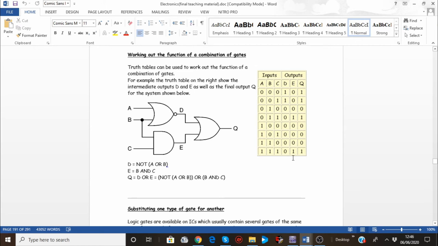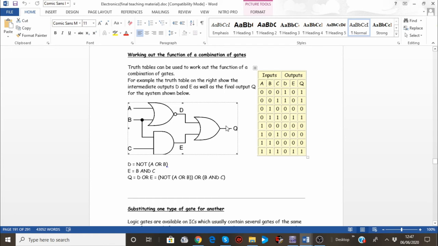E is an AND gate between B and C. So for writing column E, you need to ignore A, because A is irrelevant for this gate. The state of A doesn't change the state of E. What determines E is B and C. So you consider columns B and C, where both of them are on, like in this row, then your E is 1. And then you go down to the last row, both of them are on, then you have 1 on the output. The rest, you just enter zeros.